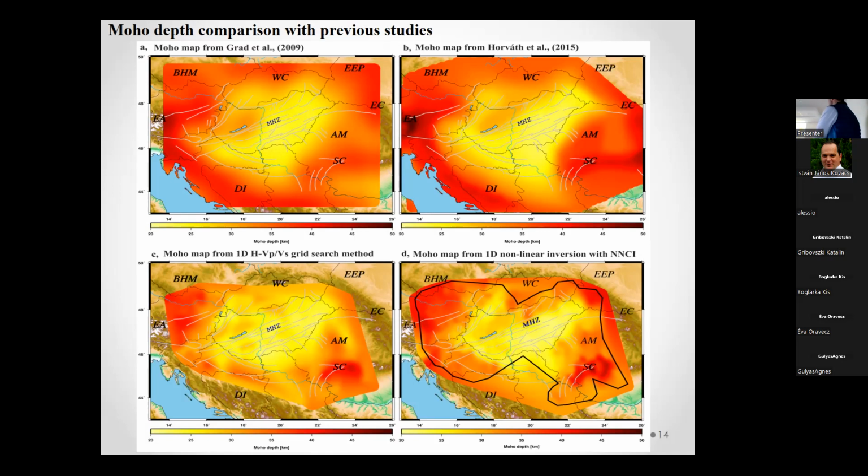And the D map shows our final map from the non-linear inversion with a natural neighborhood cone interpolation. And this map has, I don't know, more than 100 data points.